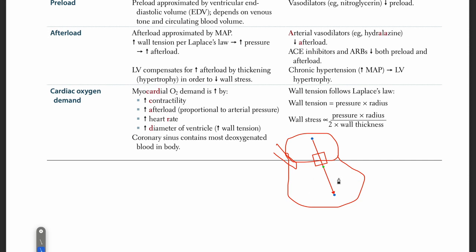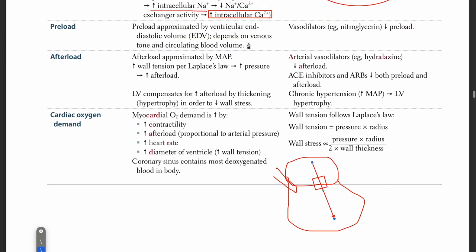Okay, so everyone has preload and it's normal. The only time it's not normal is right here. So preload depends on the venous tone. If the venous tone is low or the circulating blood is low, right? So the venous return is low, then the blood going in here will be lower.